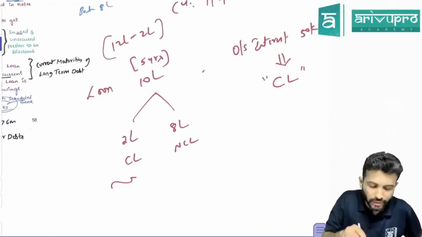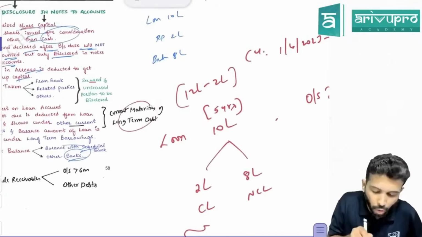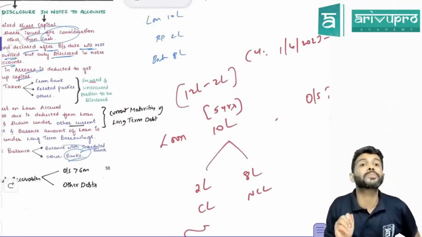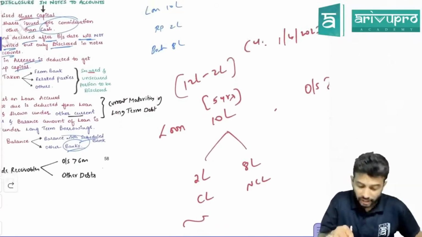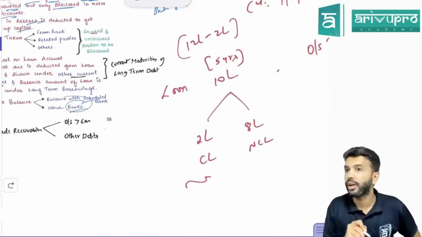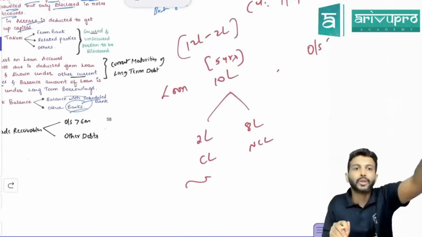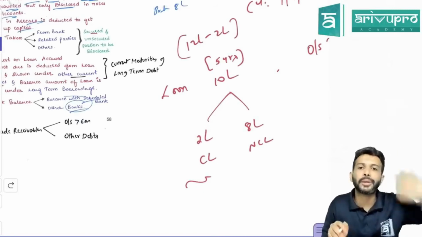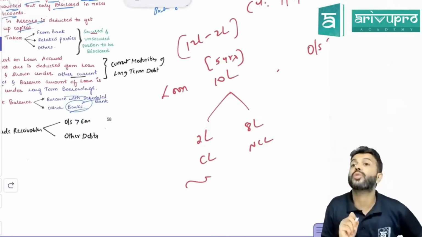This 2 lakh, we call it current maturities of long-term debt. They will give this adjustment in the question. Current maturities of long-term debt is 2 lakh. They'll tell it like this only. Loan value is 10 lakh. It includes current maturities of 2 lakh rupees. Hence, what do you have to do?